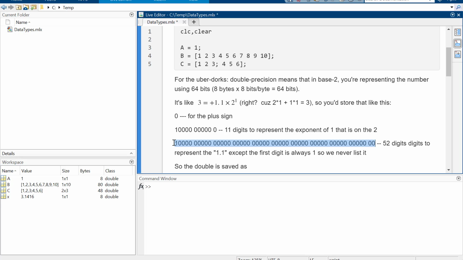Now you're like, well, where's the 1.1? Well, because it's always going to be written as 1 point something, we just know the 1 point something is there. So we just store the part that comes after the decimal place. So that's double precision, floating point, decimal.